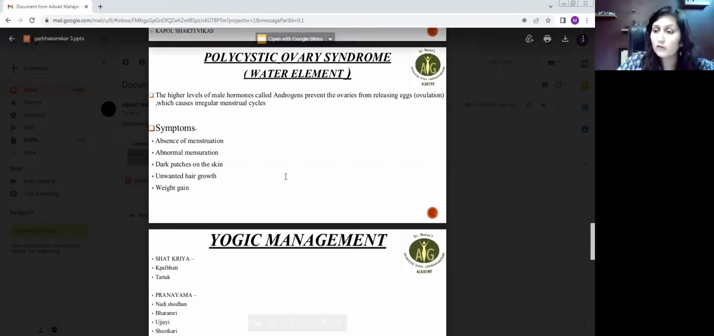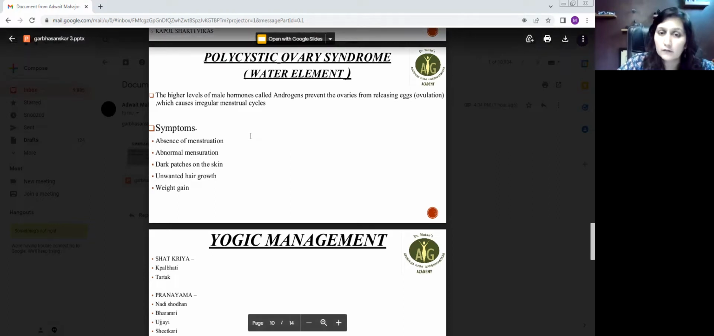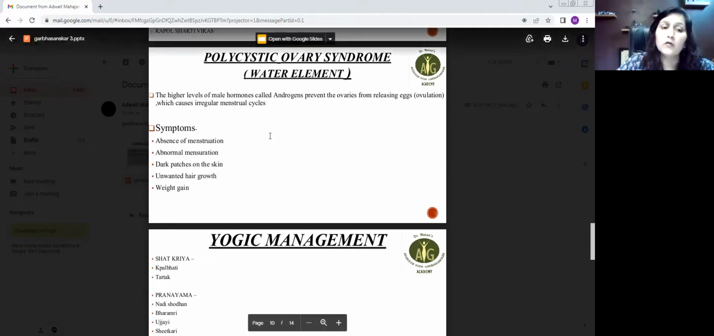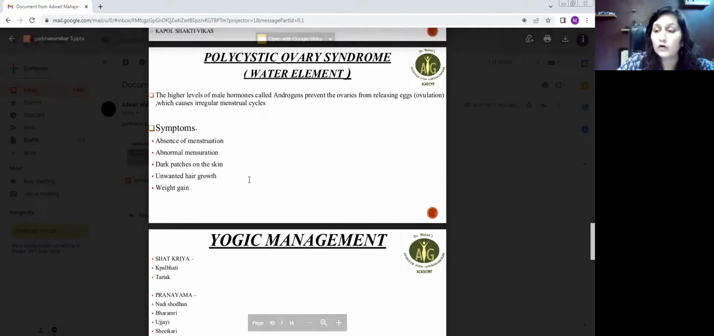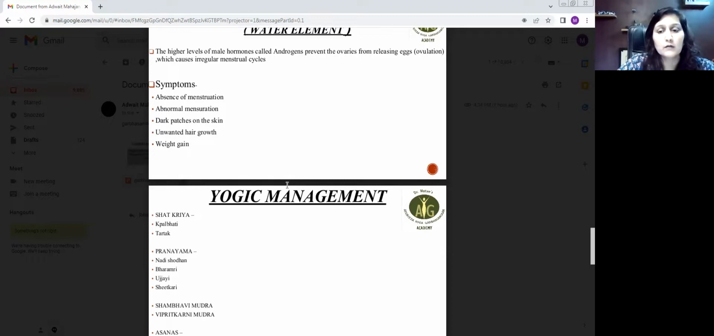Now, PCOS is on a rampage right now. A lot of girls are facing this problem. And it is not only affecting the physical nature of the girl, but also it is affecting her mentally because of the increase in weight or unwanted hair growth. The person is feeling very low on self-esteem. So polycystic ovary syndrome has to be treated ASAP.